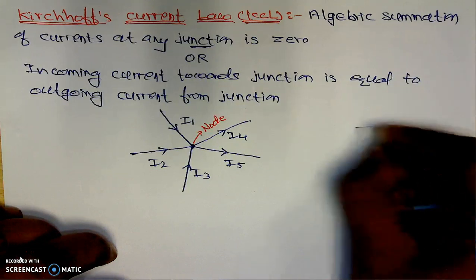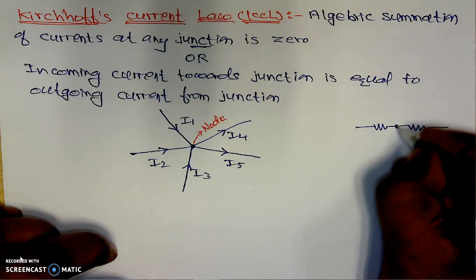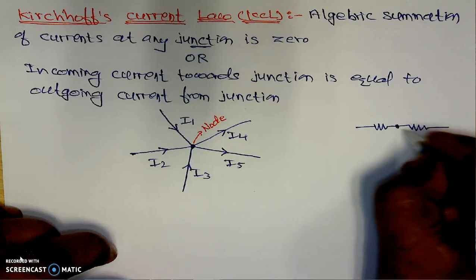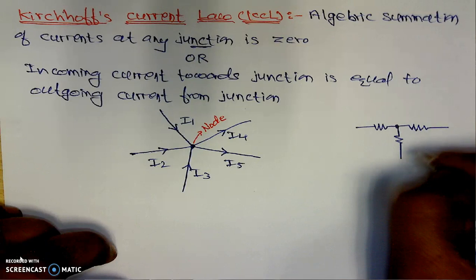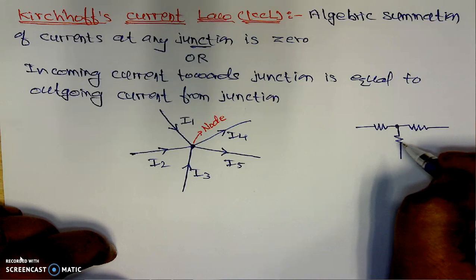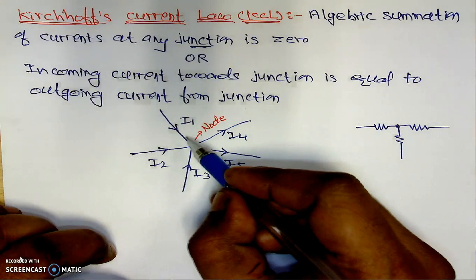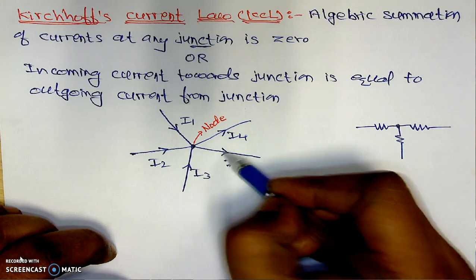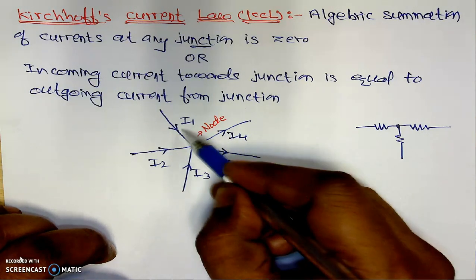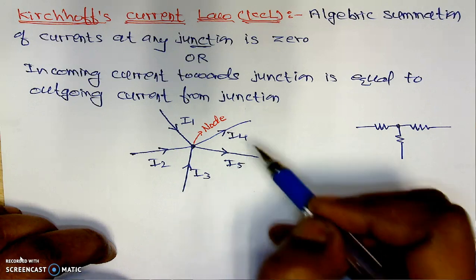Now here, if we have one resistor and this is a second resistance, in this particular case this common point is not a junction or not a node. If we have minimum 3 branches or more than 3 branches, then that particular point is known as a node point or junction point. For understanding this law, we have considered the node point having 5 branches, 1, 2, 3, 4 and 5, and in this case 3 currents I1, I2, I3 are the incoming and I4 and I5 are outgoing currents.